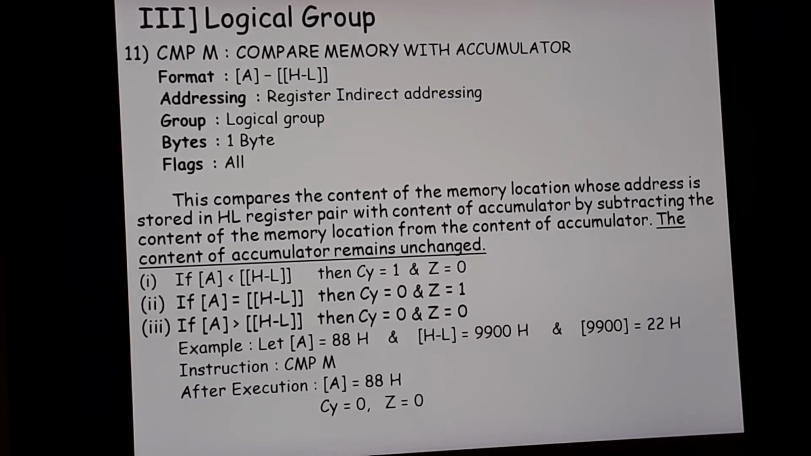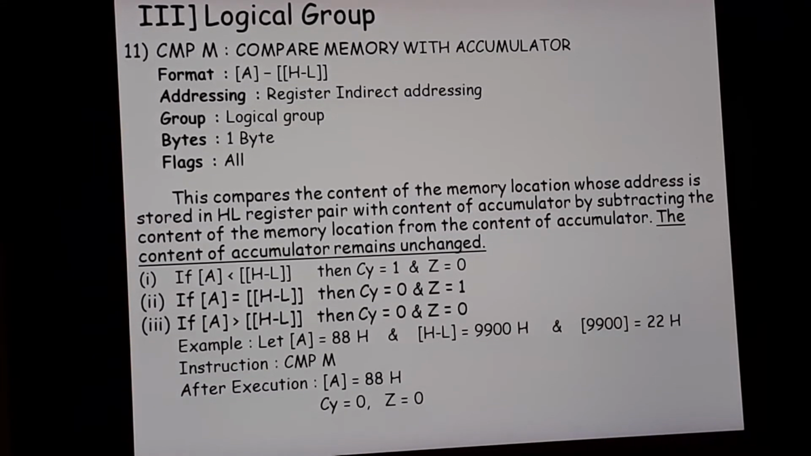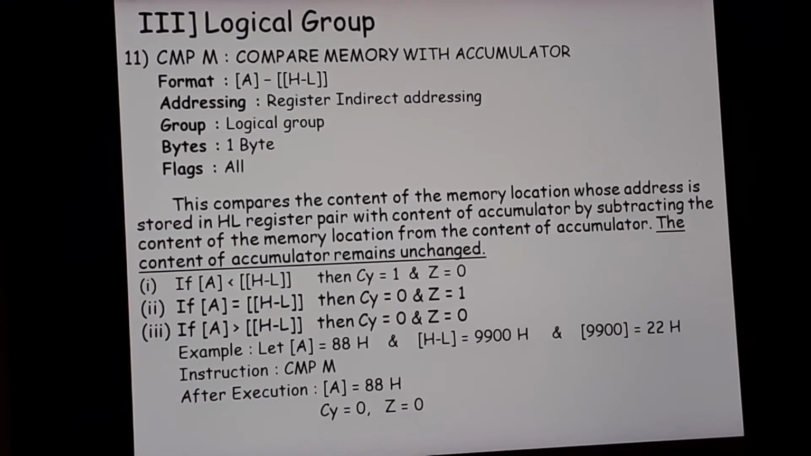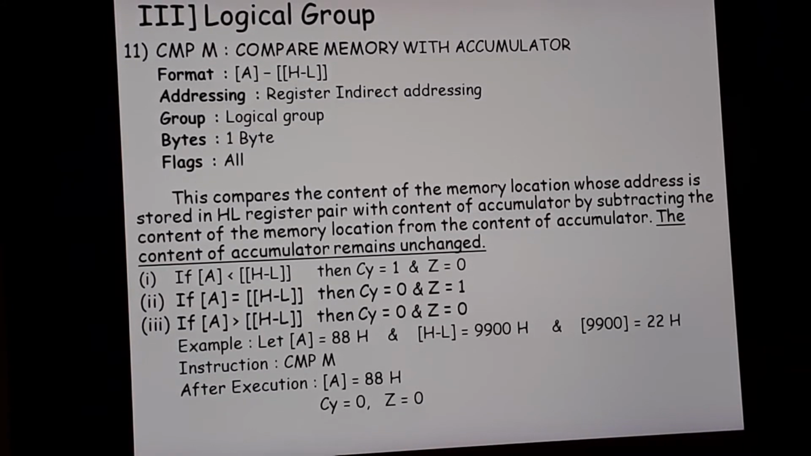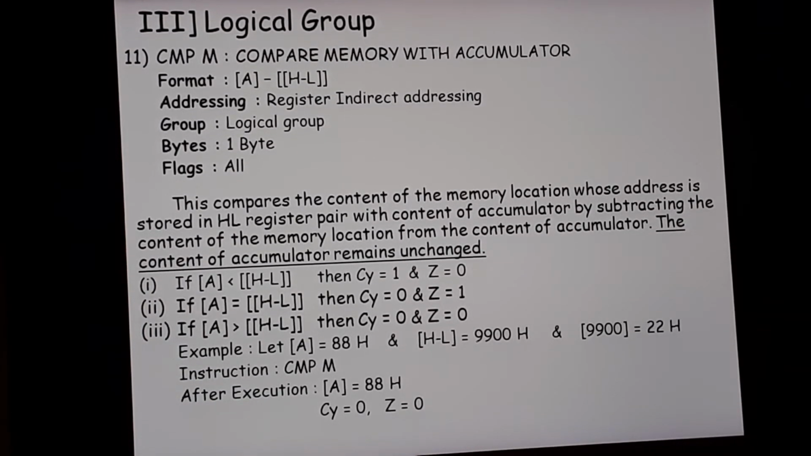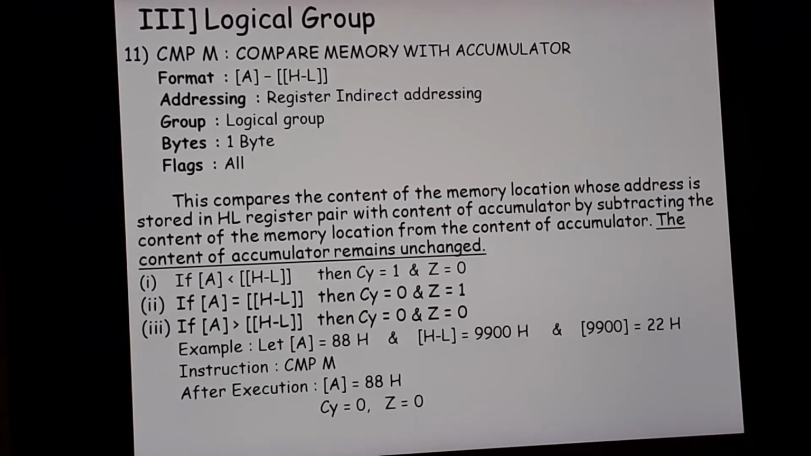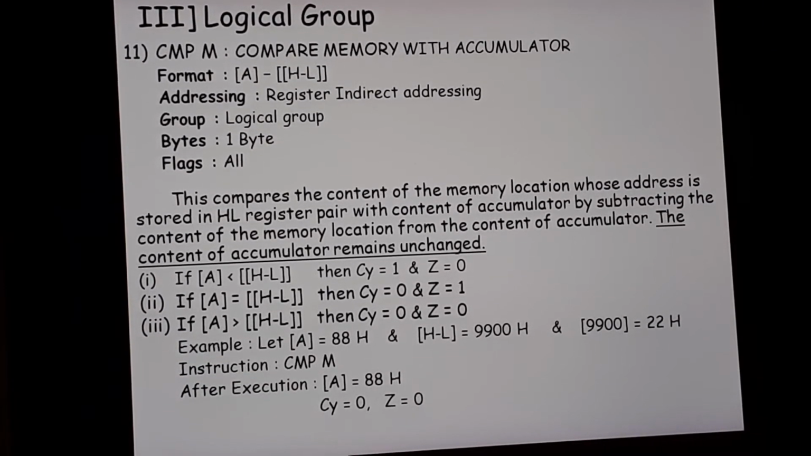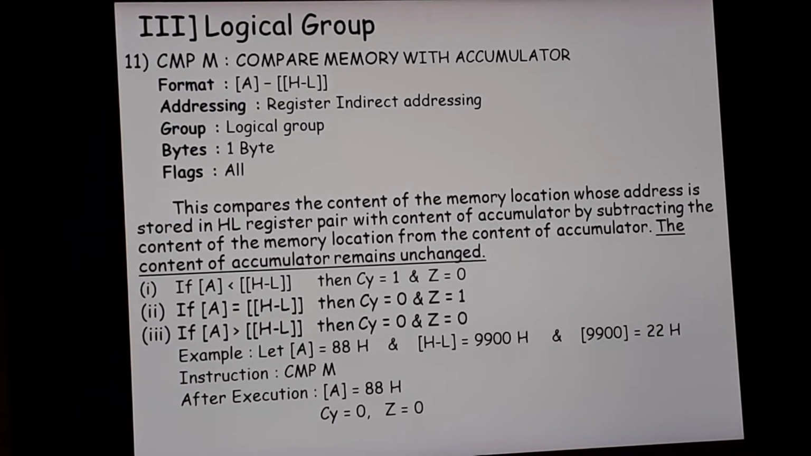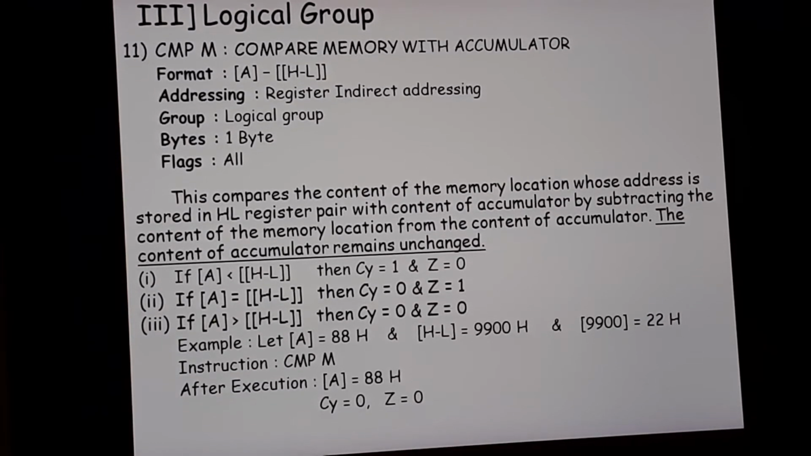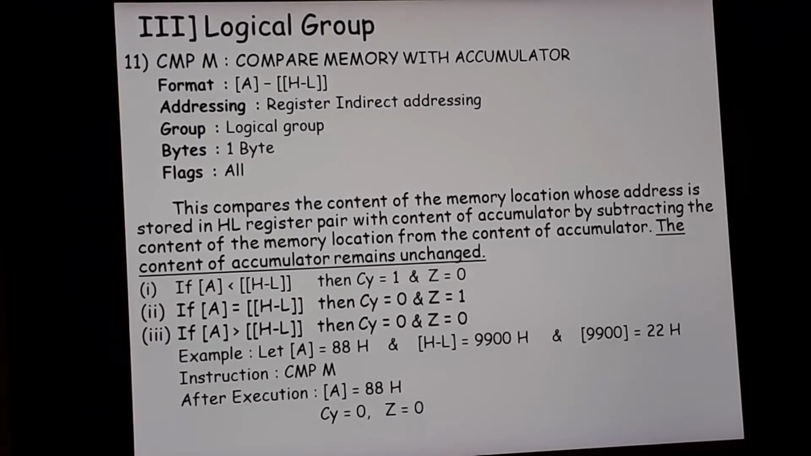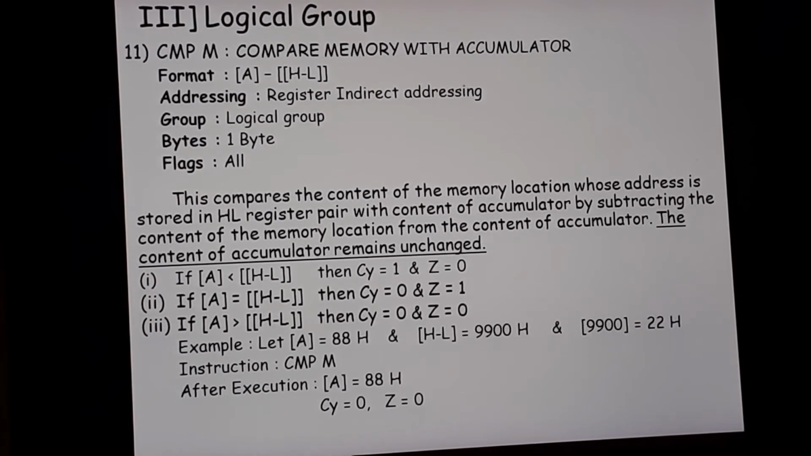A is 88, HL is 22. That means A is greater. So which rule? Third rule. So after execution you will write first A is equal to 88H, which is the same. Then you will mention the flags, that is CY is equal to 0 and Z is equal to 0. Why? Because my accumulator content is greater than my HL content. Okay, so third rule. This was my 11th instruction.